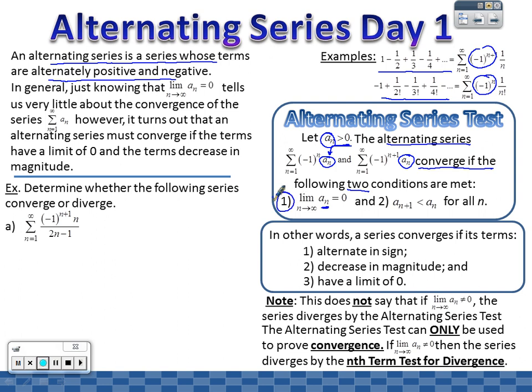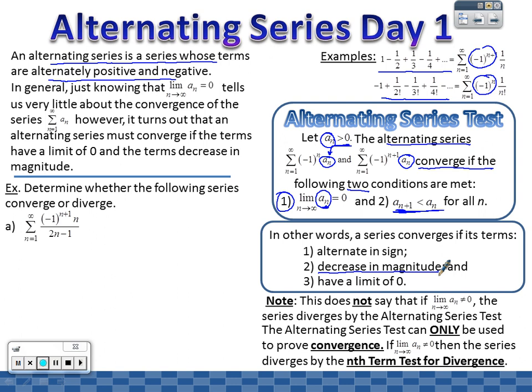Number one, the limit of the nth term part goes to 0. That's the first thing. The second thing is written in mathematical notation, and notice that it's just the nth term part they're talking about here. That's not the alternating part. With the nth term part, the next term, a sub n plus 1, needs to be smaller than the previous one, which is a very fancy way of saying that they need to decrease in magnitude. Magnitude means we're not paying attention to the alternating part, we're paying attention to the absolute value.